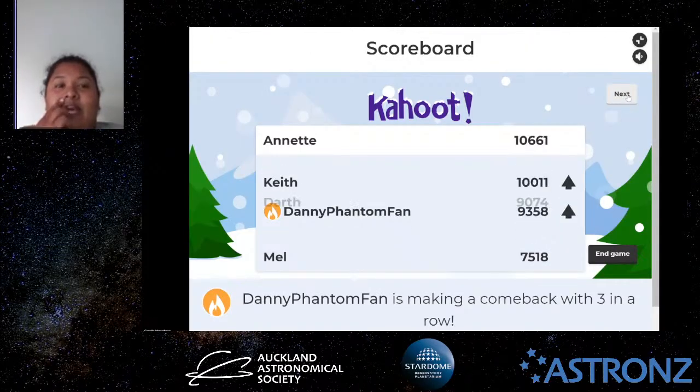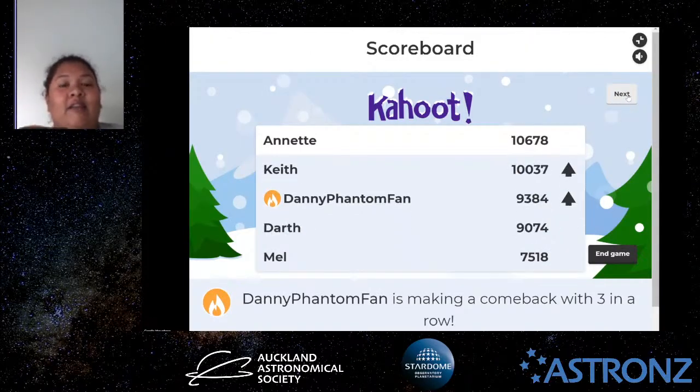All right, let's see how we're doing with this. Okay, Danny Phantom Fan has moved into 3rd place. Keith is up to 2nd place. Annette is still holding that 1st place pretty strong.